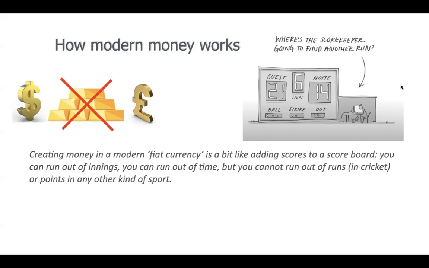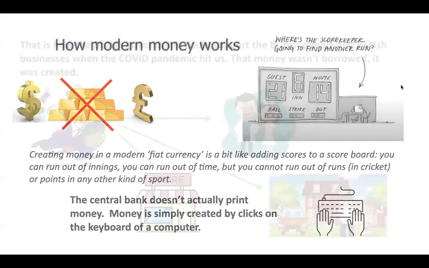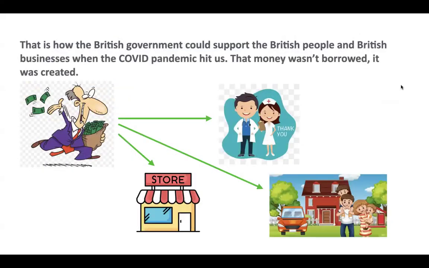So the central bank doesn't actually print money. Money is simply created by clicks on the keyboard of a computer. That, of course, is how the British government and many other governments around the world could support their people and businesses when the COVID pandemic hit us. That money wasn't borrowed, it was created. So that's why we were able to support the National Health Service, and we were able to support families that had no income coming into them, the furloughing scheme, and support businesses that had no income coming into them.